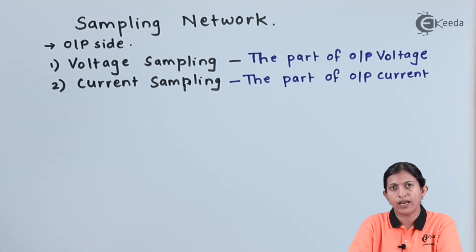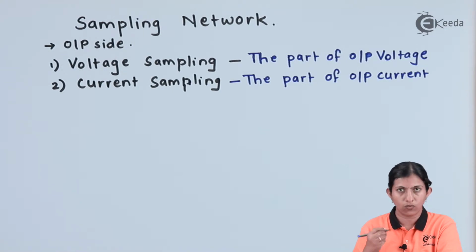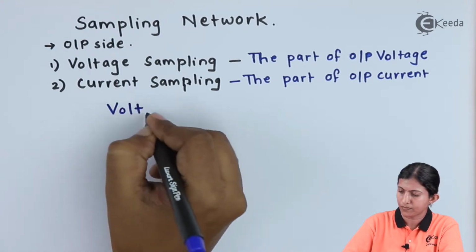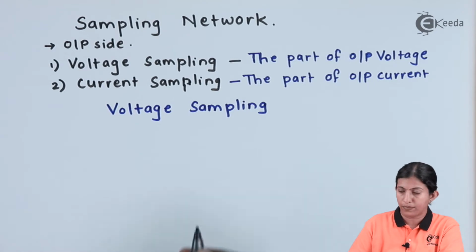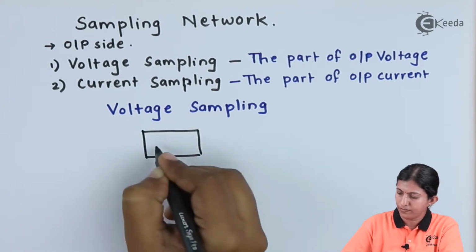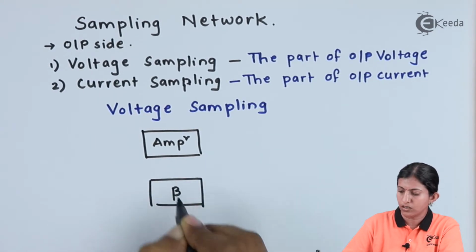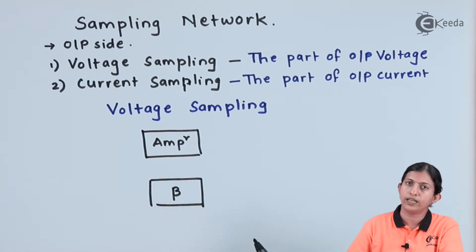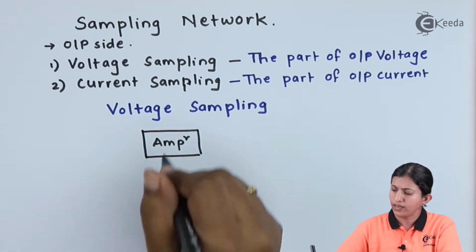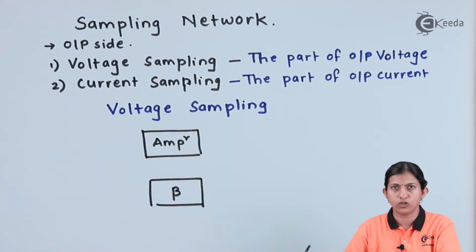So in negative feedback amplifier, there are two sampling networks. One is voltage sampling network and the other one is current sampling network. So we will first see what is voltage sampling. In voltage sampling, this is the amplifier and this is the feedback network, which we term as beta. Beta is the feedback fraction, or we also call it the feedback factor. Now we will concern only about the output side. We are not considering the input side.